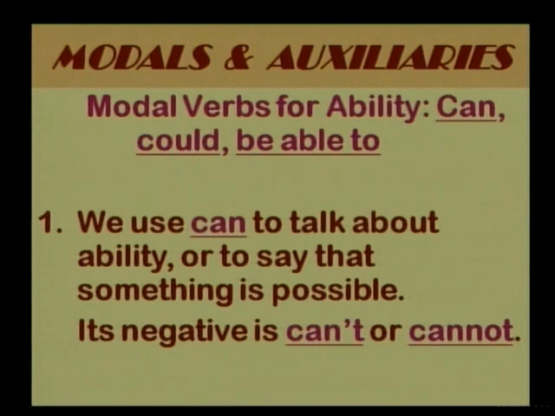Now let us see point number 1. What is point number 1? We use can to talk about ability or to say that something is possible. Alright, we use can to talk about ability or to say something is possible. Some things are possible. How will we make its negative? Its negative is can't or cannot. Let us take a few examples.